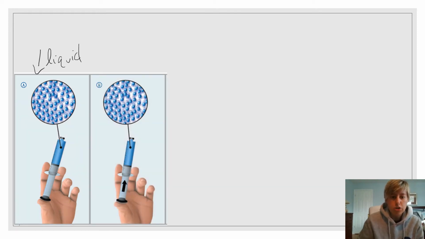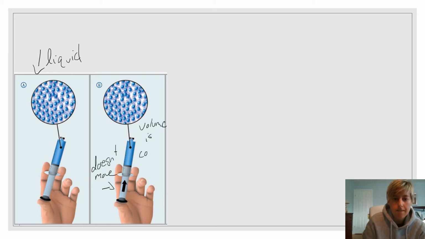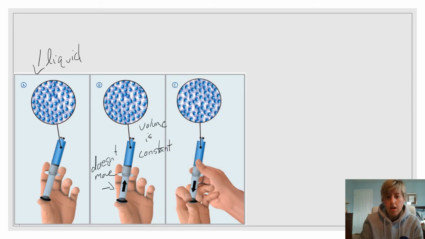And again, here I'm trying to move the plunger, but the plunger is not moving. So I'm applying pressure, but the plunger doesn't move. That means my volume is constant. Now, obviously, if the seal over here closing the plunger broke, well, then my liquid would go everywhere. And even the opposite, if I move the plunger in the opposite way, my volume still stays the same.